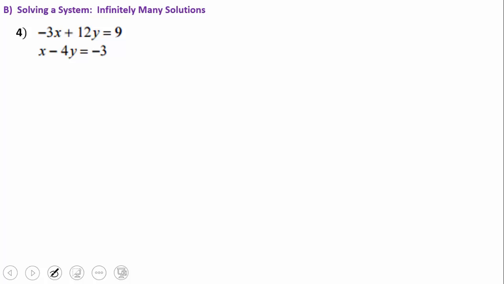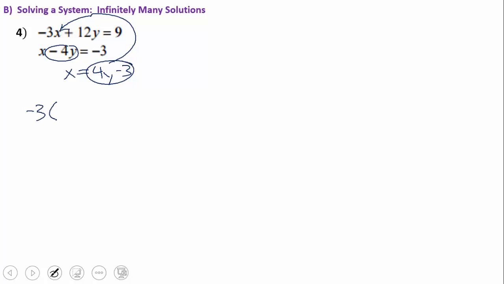I have negative 3x plus 12y is equal to 9, and x minus 4y is equal to negative 3. Of course, we could choose any method we want. We could graph it if we had a graph, we could substitute, or we can eliminate. A lot of people love elimination. I'm going to choose substitution on this one, because I'm going to take this negative 4y term and put it on the other side and call it 4y minus 3. And then I'm going to substitute that 4y minus 3 into the x for the first equation.